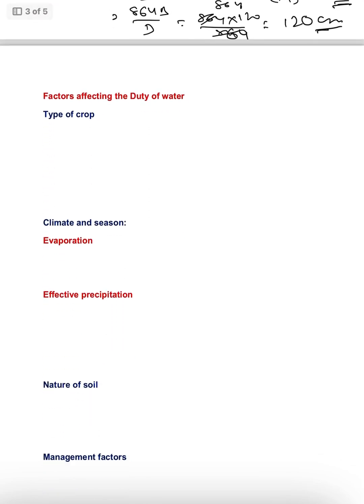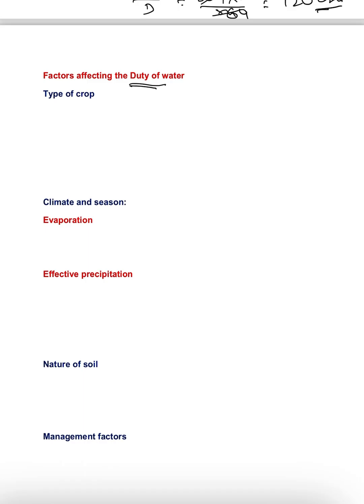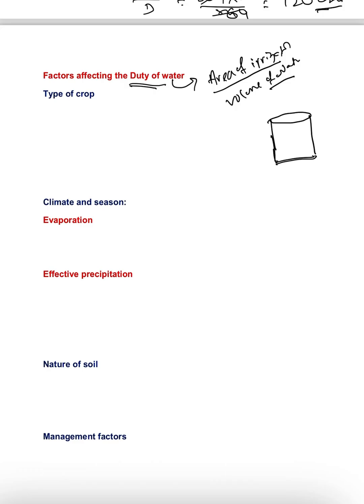So now let's see the factors affecting the duty of water. You have to remember, it is very easy. Okay, don't panic. First of all, duty means area of irrigation per unit volume of water. So suppose the water volume is constant. Suppose I am applying 1000 liter of water, so the water amount is constant.